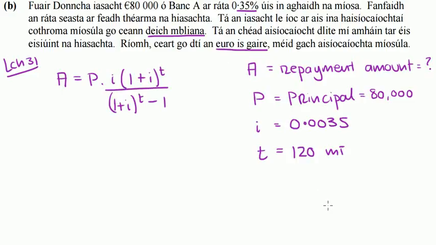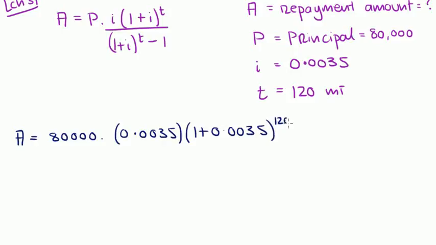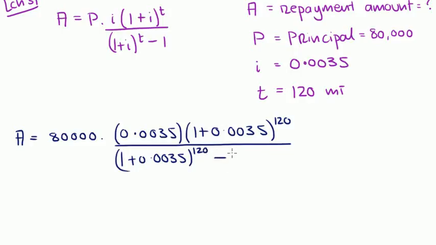So now that we've identified all the variables that we need to fill into the formula, we can go ahead and fill them in. So we have 80,000 multiplied by I, which is 0.0035, by 1 plus I to the power of 120. That's 1 plus 0.0035 to the power of 120 minus 1.